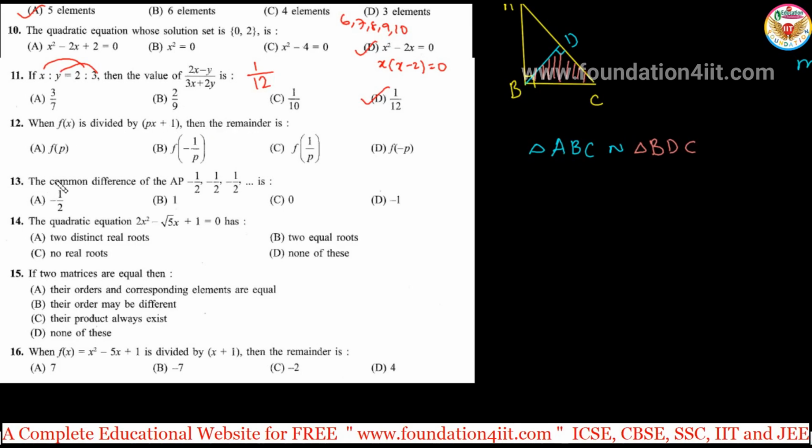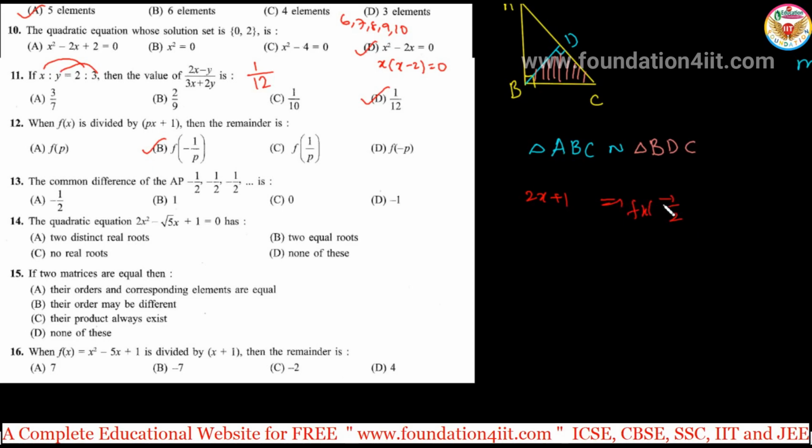Next one: when f of x is divided by px plus 1, then the remainder is f of minus 1 by p, by the remainder theorem. If it is 2x plus 1, that means minus 1 by 2, so f of minus 1 by 2 you can take as the remainder. The common difference: minus 1 by 2, minus 1 by 2, minus 1 by 2, so the common difference is 0. That's why the common difference may be 0, positive, or negative.